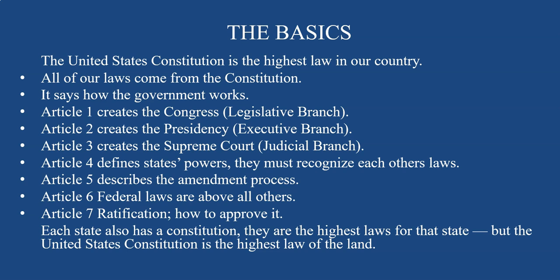Article 4 defines states' powers. They must recognize each other's laws. Article 5 describes the amendment process. Article 6 basically says federal laws are above all other laws. And Article 7, the ratification process, how to approve it. Now, each state also has a constitution. They are the highest laws for that state, but the United States Constitution is the highest law of the country.